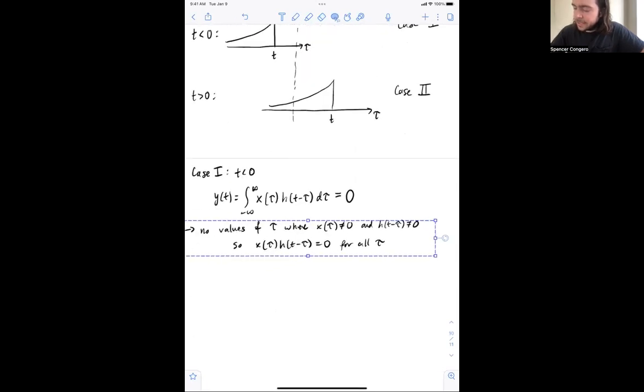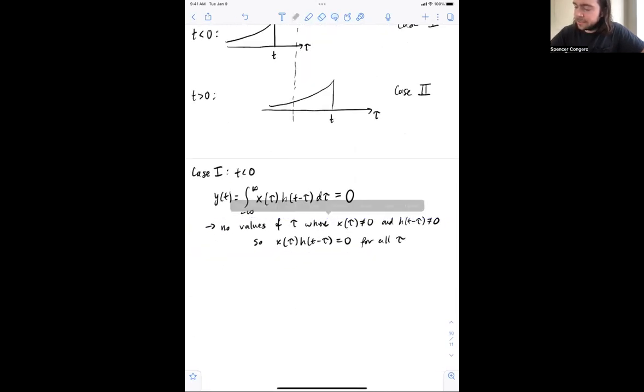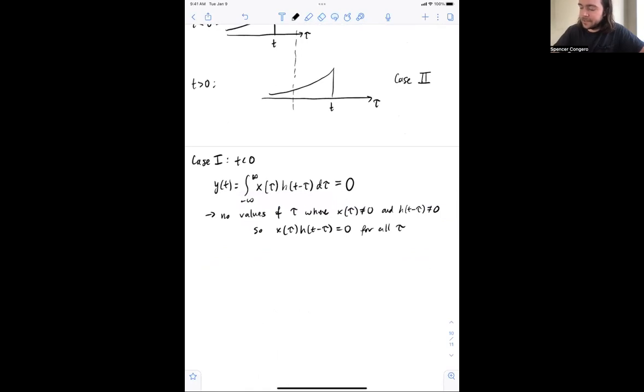Okay, so there are no values of tau where they're both non-zero, so the product's 0 for all t, so that integral is just 0. All right, now case 2, this is the more interesting one.